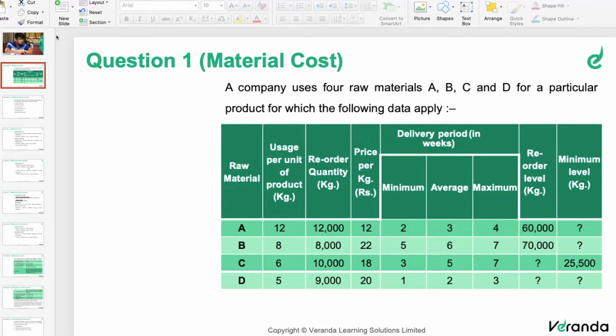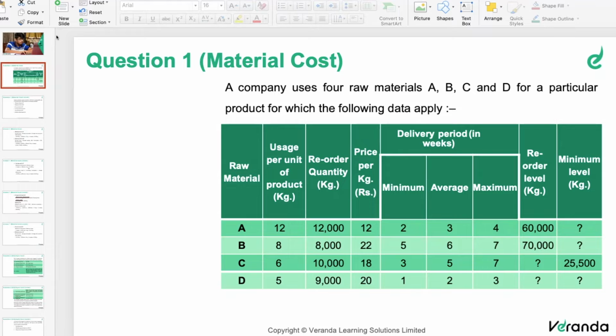Raw materials A, B, C, D. Usage per unit of product: A, 12 kgs to produce 1 unit of the product; B, 8; C, 6; D, 5. Usage represents what? To produce 1 unit of the finished goods, how many kgs of raw material A is required, B, C and D. Understand? Reorder quantity is for the purpose of the formula. Reorder quantity, ready-made data is available. Price per kg, purchase price, in rupees, is given in this question.